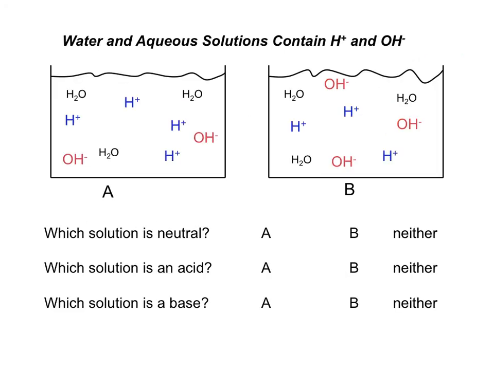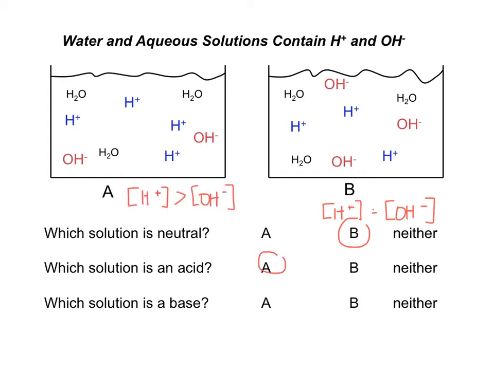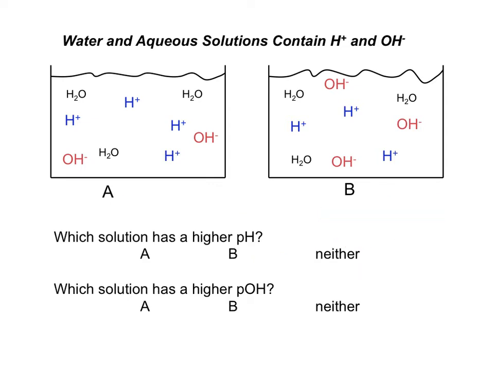Compare solution A and solution B. Stop the video and answer these 3 questions. And the answers are, B is the neutral solution because H plus equals OH minus. A is the acid solution because H plus is greater than OH minus. And neither solution is a base.